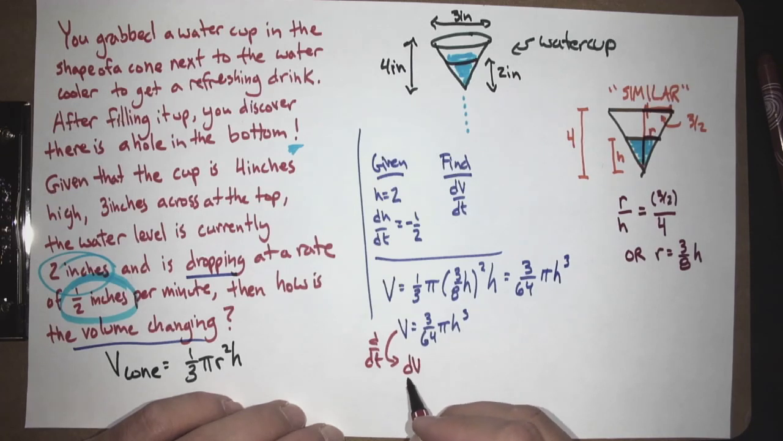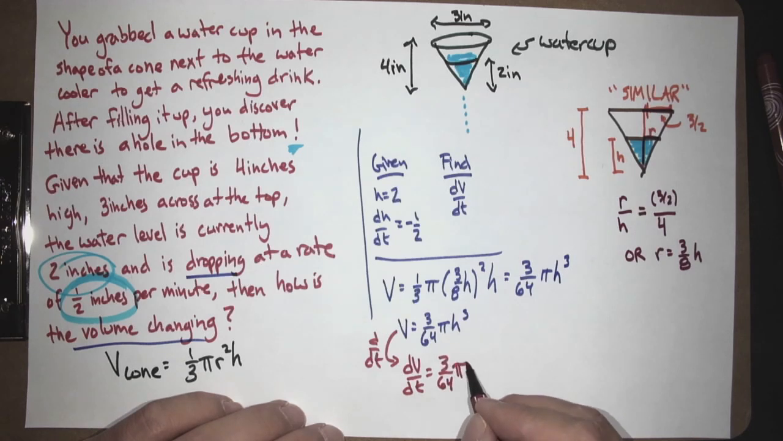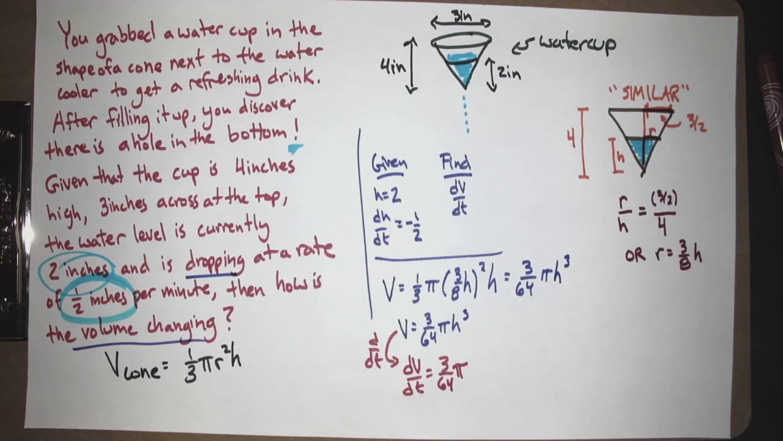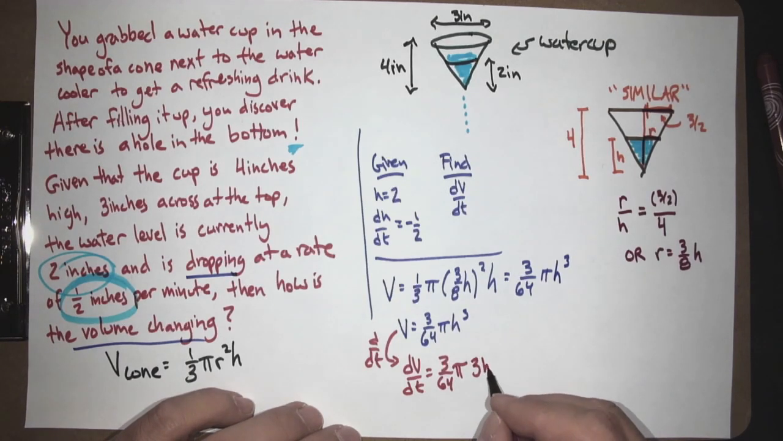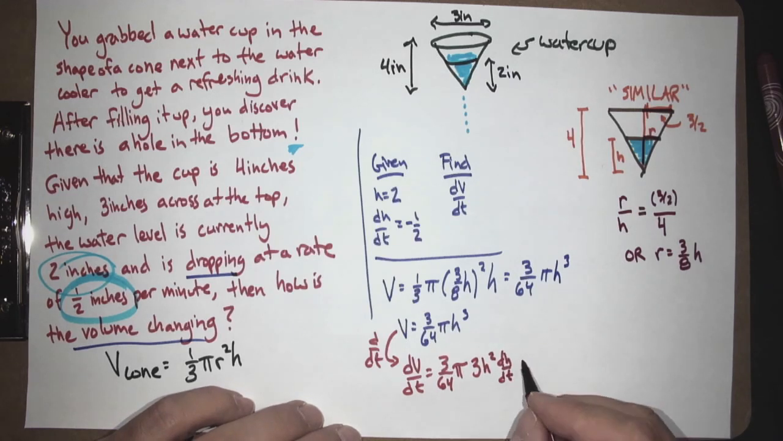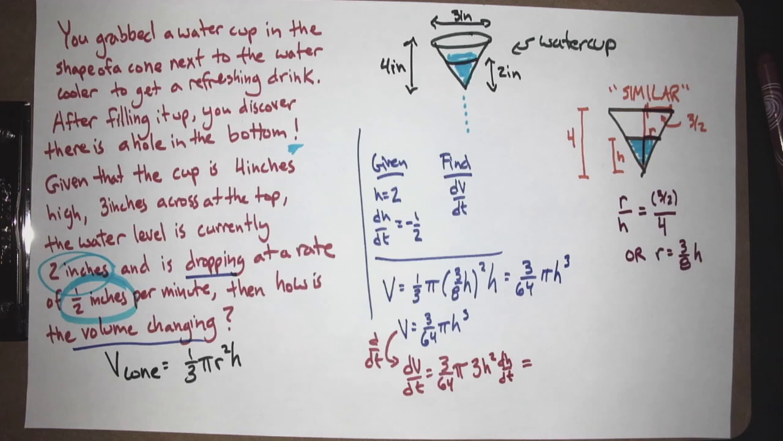Yeah, the derivative of V with respect to t is the derivative of V with respect to t. The 3/64 is 3/64. The pi is pi. Derivative of h cubed with respect to t is 3h squared and dh/dt. Okay, well, let's plug in. So here we go. We're going to plug in.